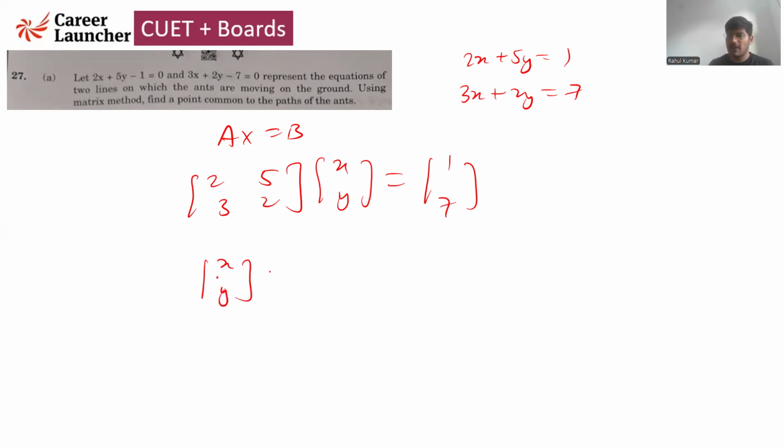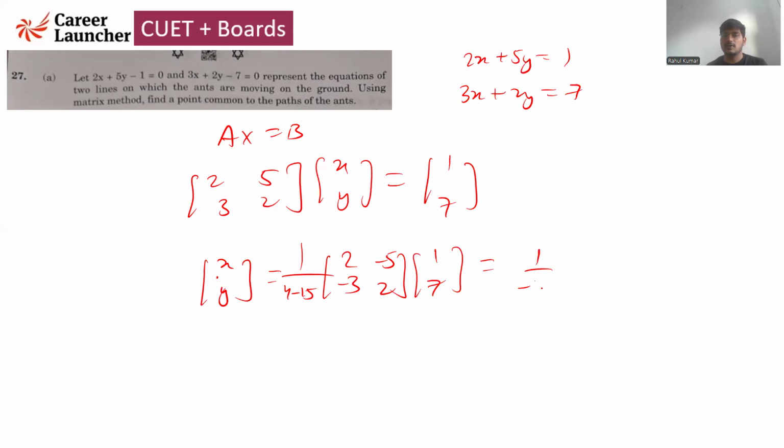To solve it in a more accurate and faster way, you have to solve using the adjoint. So we can find the inverse. For finding the inverse, you need to swap the diagonal elements, apply the negative sign to the non-diagonal elements, and divide by the determinant. What is the determinant? 4 minus 15, and b is (1, 7). Let's solve this. 1 upon minus 11.